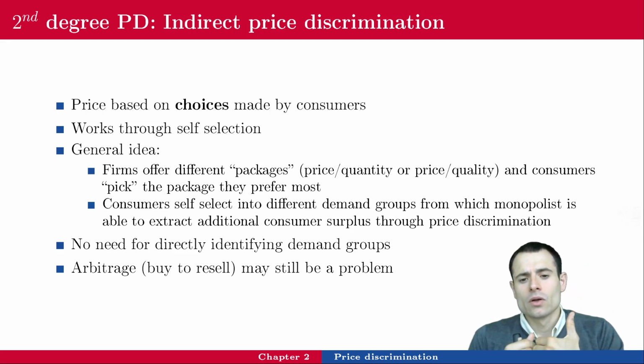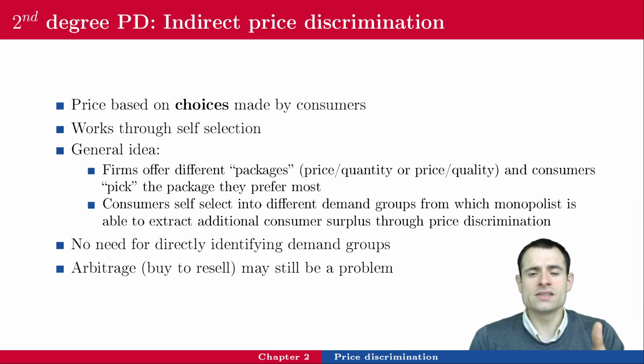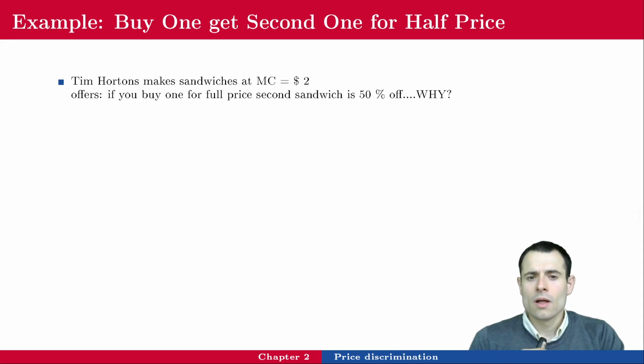Any pricing strategy that consists in proposing options and you choose among them is second-degree price discrimination. Now let me walk you through an example that you have encountered many times. The BOGO example. Buy one, get the second one for half price.